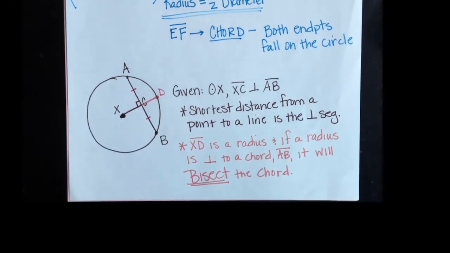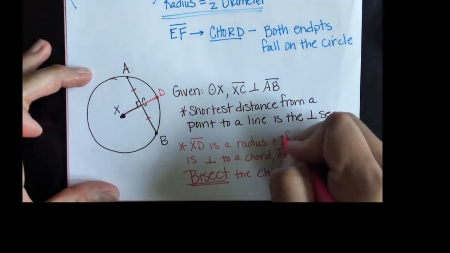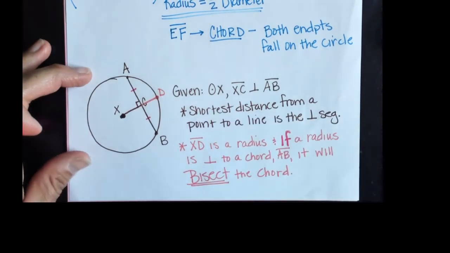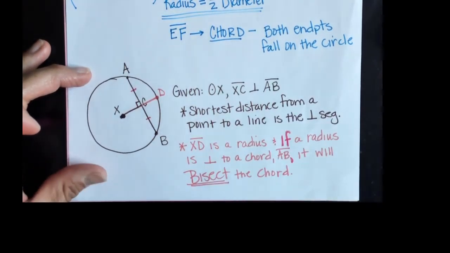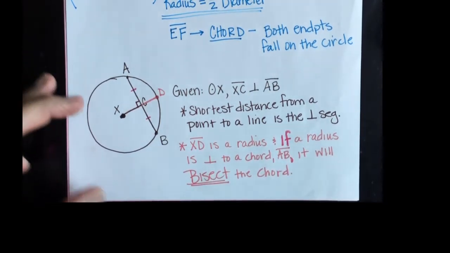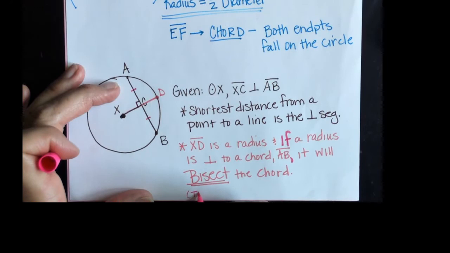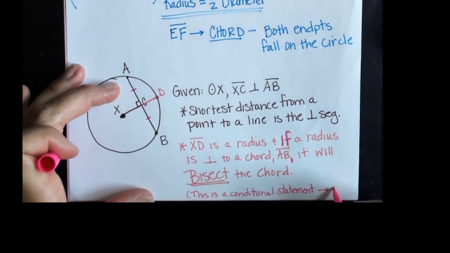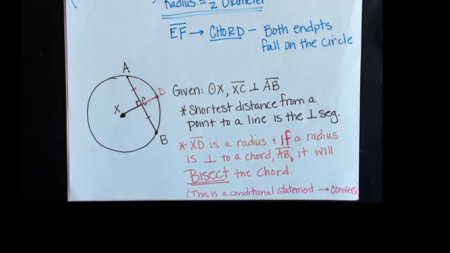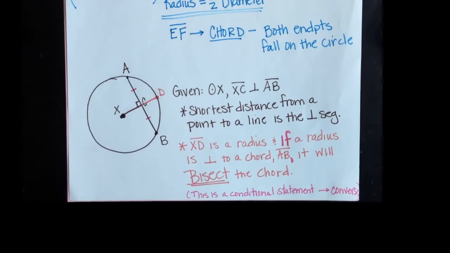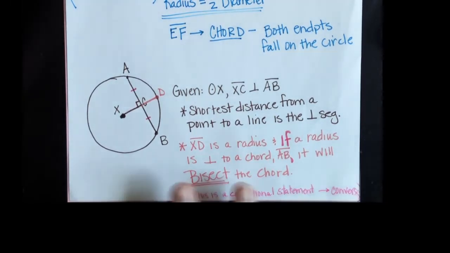And hopefully you can kind of see this right here. We have this if, our comma, kind of like our then, it will bisect the chord. We have a conditional statement. And if I have a conditional statement, we can also do the converse. So what we're going to do is flip this over and talk about what's the converse of this.